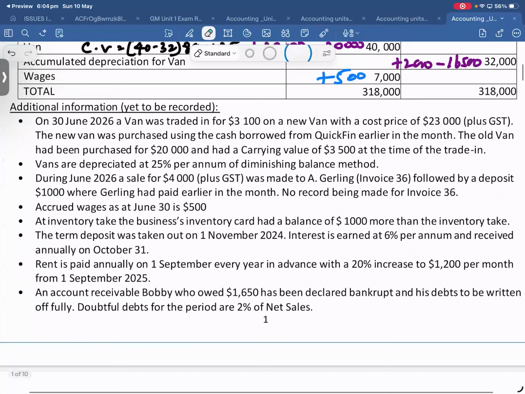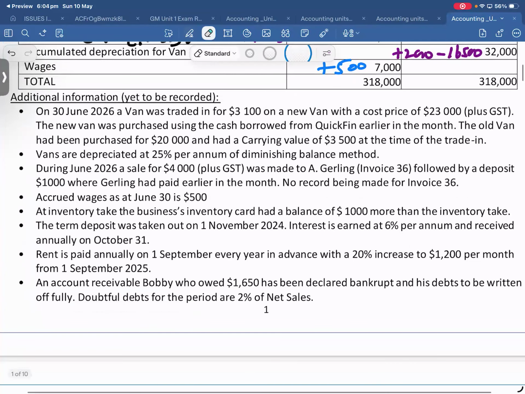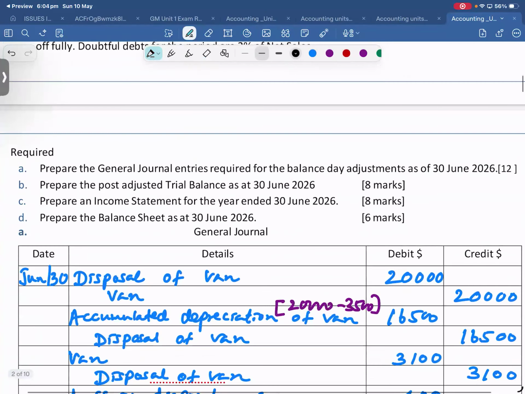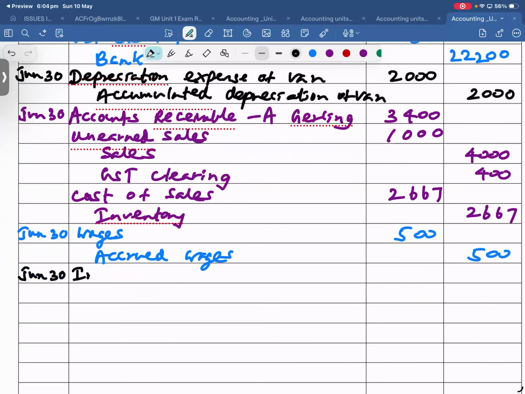So what's the double entry? Inventory loss, awesome. And you credit inventory.